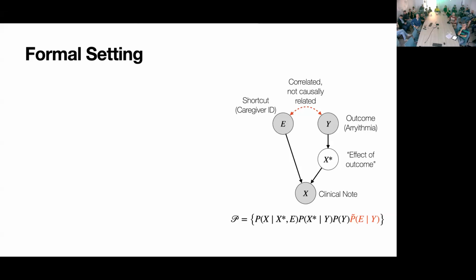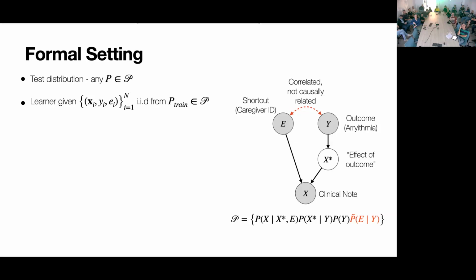And if we think about all of the causal interventions that we can do on this, we're left with this factorization where one thing is unstable, right? The probability of E given Y might change across hospitals, but all of the other things are stable.